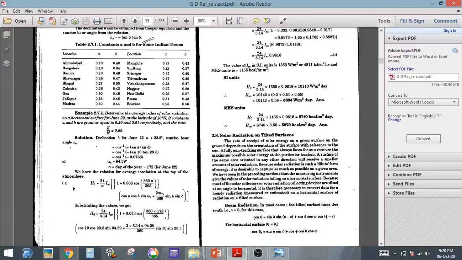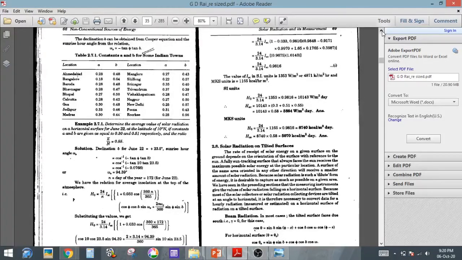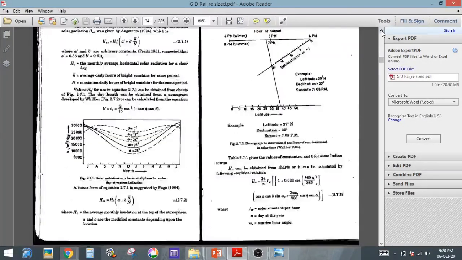This is another problem. Determine the average value of solar radiation on a horizontal surface for June 22 at a latitude of 10 degree north if the constants A and B are given as equal to 0.30 and 0.51 respectively, and the ratio n bar by n equal to 0.55. H0 is the monthly average horizontal solar radiation for a clear day.